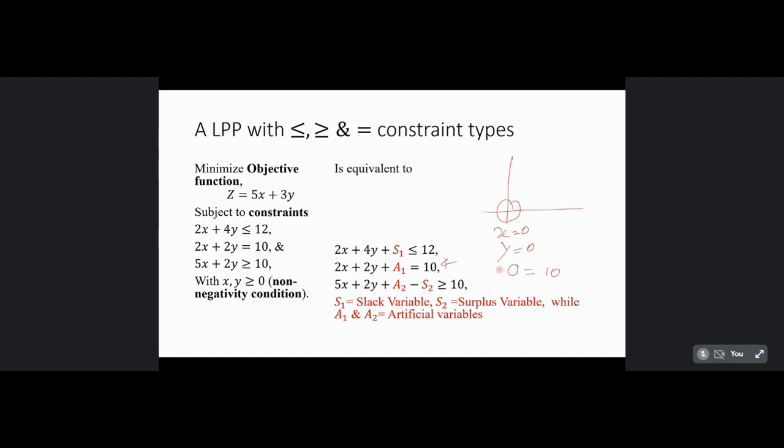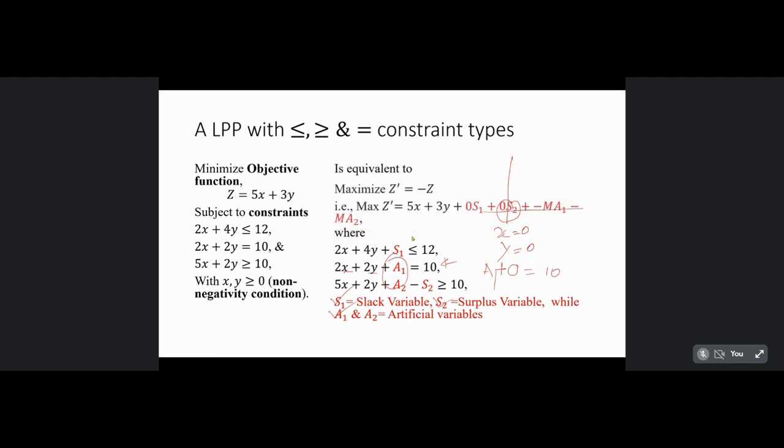So to nullify that condition, we set this a1 here, so that when this is set to 0, this equation remains meaningful. But once again, a1 and a2 doesn't have any physical meaning, practical meaning, so this must be eliminated. So s1 is slack variable, s2 is surplus variable, and then these two are arbitrary artificial variables.